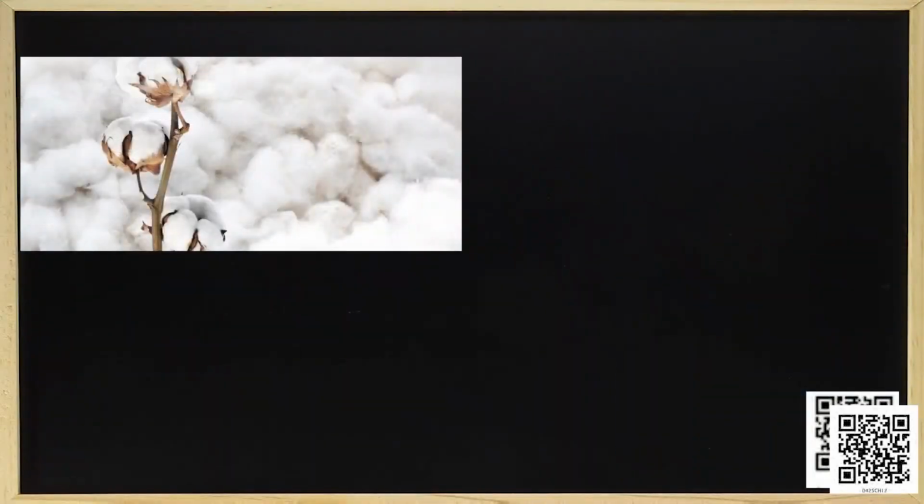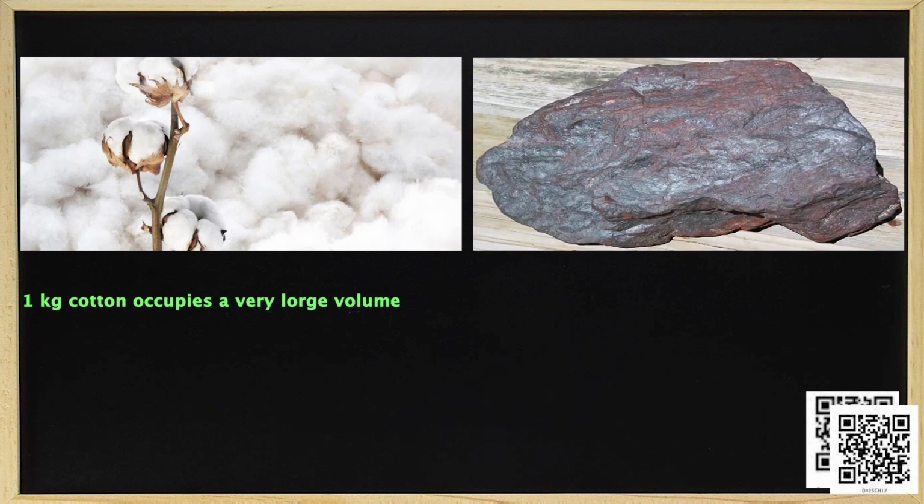Okay, I will help you. If you see the pictures, 1 kilogram cotton occupies a very large volume, whereas 1 kilogram iron occupies a small volume, but the weight of both is the same. It means, the weight being the same, different things occupy different volumes.